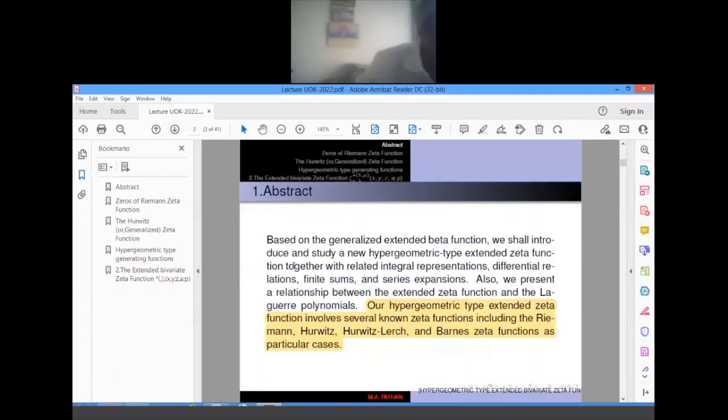Now, based on the generalized extended zeta function, we have introduced and we are still using new Hypergeometric type extended zeta function together with the related integral representations, differential relations, finite series, and series expansions. Also, we find a relationship between the extended zeta function and the Lebesgue column. In fact, our Hypergeometric type extended zeta function involves several known zeta functions, including the Riemann, Hurwitz, and Barnes zeta function as particular cases.